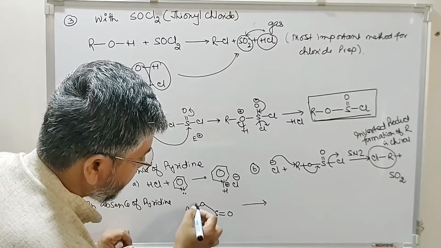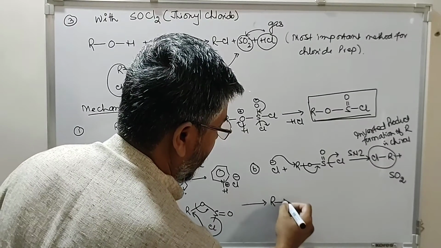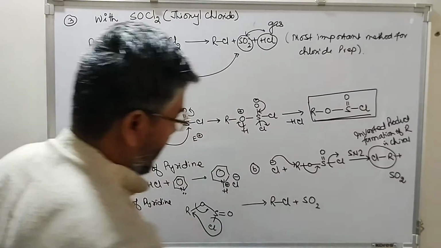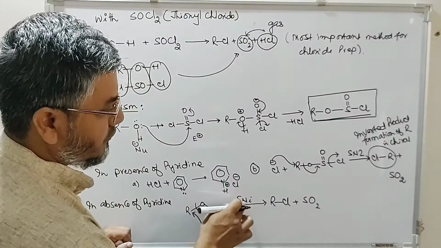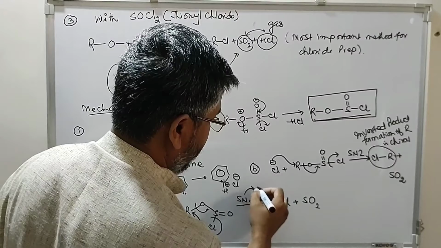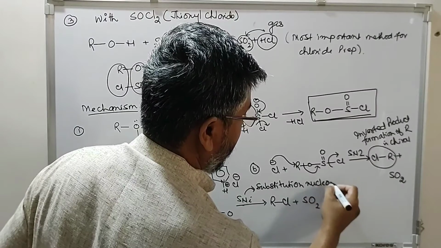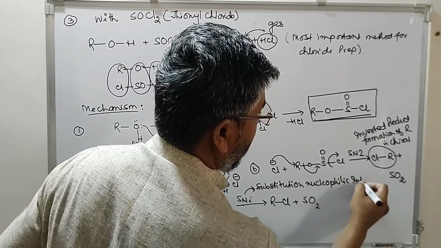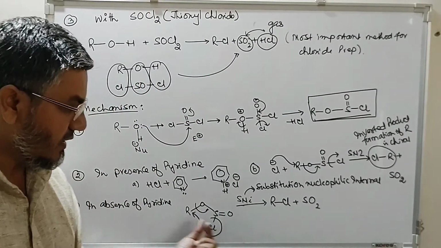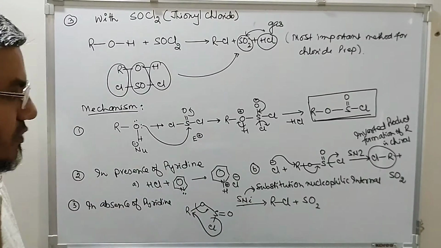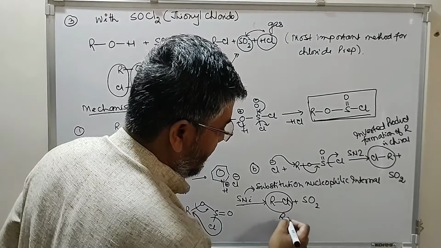So these electrons went here, and taking these electrons, it attacked from here, and this gives you RCl plus SO2. This mechanism we have defined as SNi, substitution nucleophilic internal. Why is this internal? Because part of the leaving group detaches from the leaving group and attaches to the carbon from the same side. So if R is chiral, then there is a retention of product.